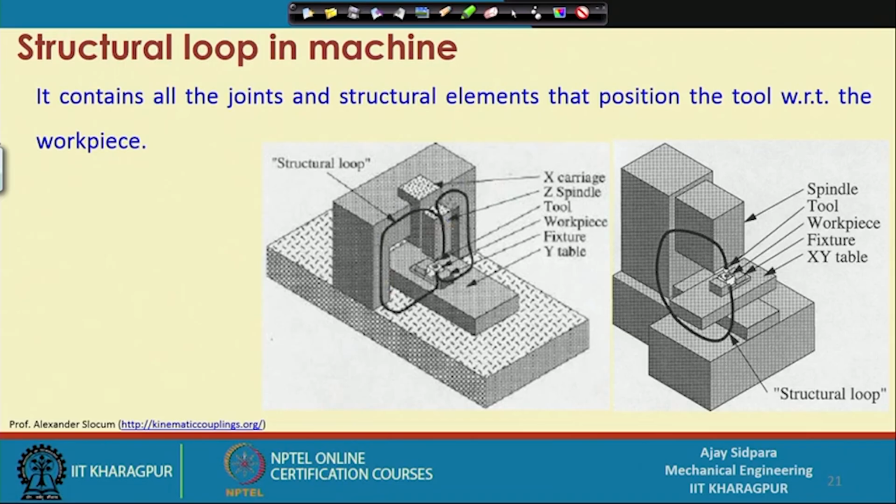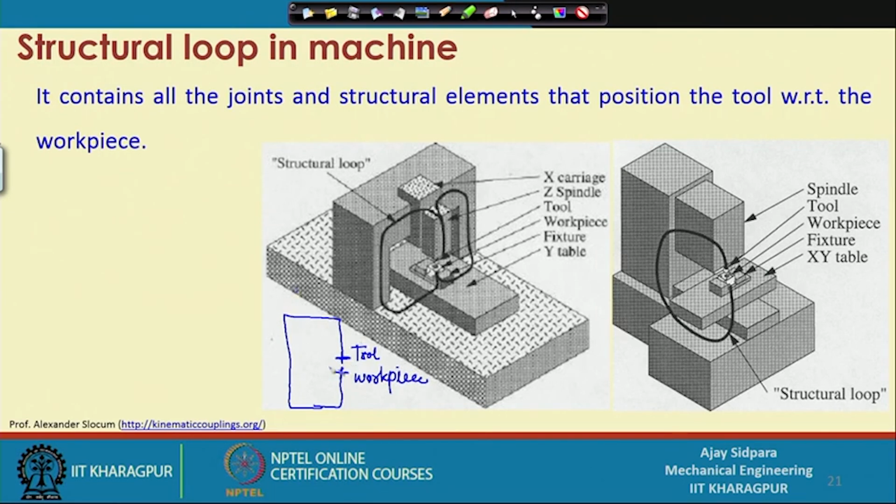So, that is why it is called the structural loop. Now, where does this structural loop start? Because this whole thing is connected, the only opening, or vacant position, is the location between the tool and the workpiece. We have a tool that is coming from upward, and a workpiece that is coming from down. So, when you join these two things, our loop is completed.